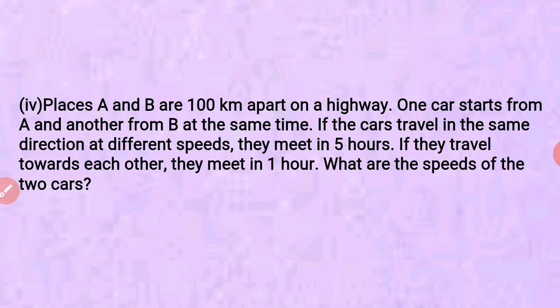It reads as, places A and B are 100 kilometers apart on a highway. One car starts from A and another from B at the same time. If the cars travel in the same direction at different speeds, they meet in 5 hours. If they travel towards each other, they meet in 1 hour. What are the speeds of the two cars?